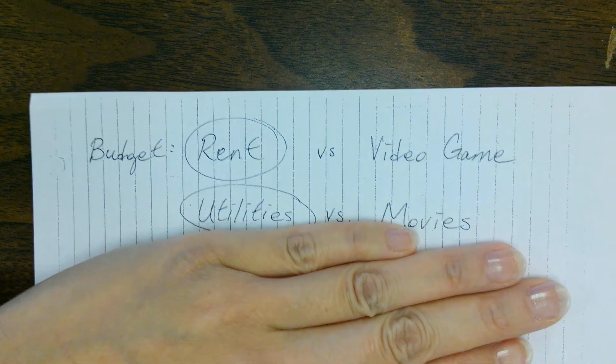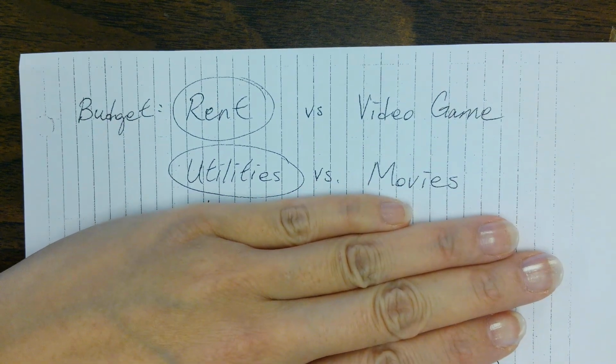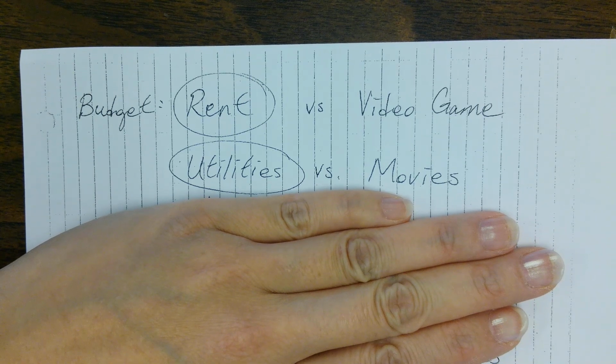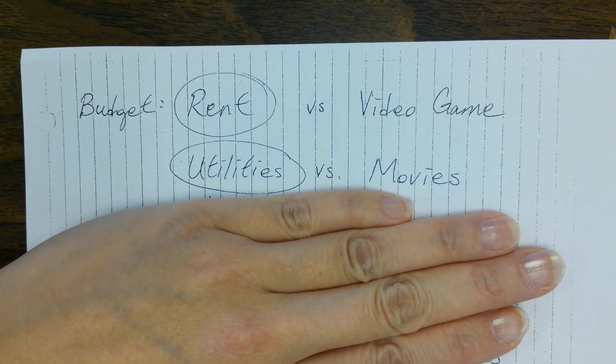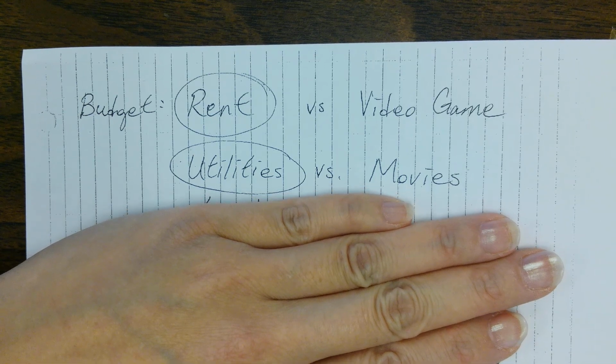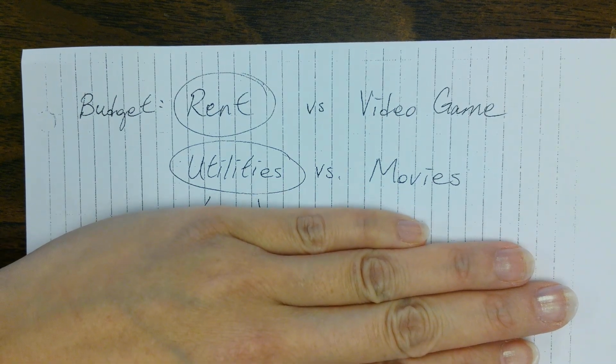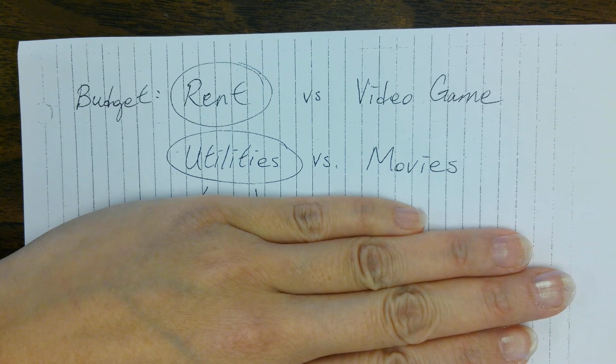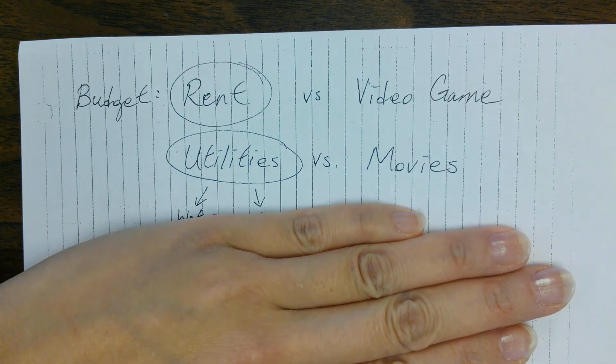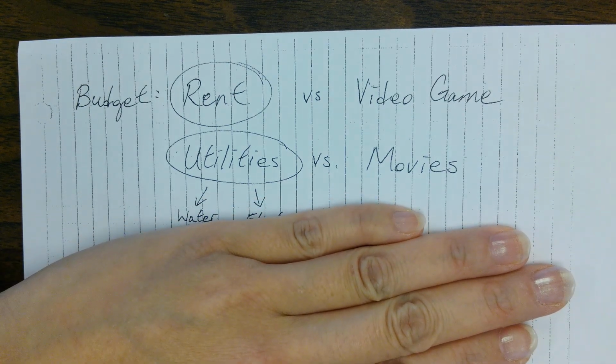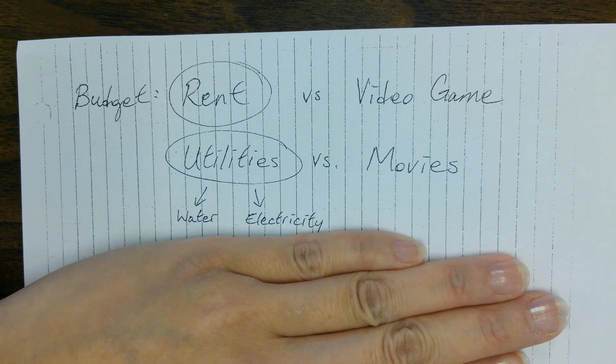Okay. What about utilities versus movies? Would you pay for the electricity and water, or would you spend it on a monthly movie subscription? All right. So what are examples of utilities? Yep. Heat. Light. All those are utilities, and it's a necessity.